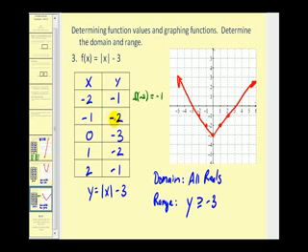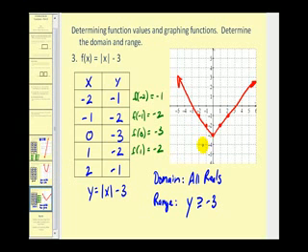So for the point -1, -2, we have f of -1. There's our input, and then the output will be the y value, or -2. Here we'd have f of 0 equals -3. Here we'd have f of 1 equals -2, and so on. Okay, that's going to do it for part 2.